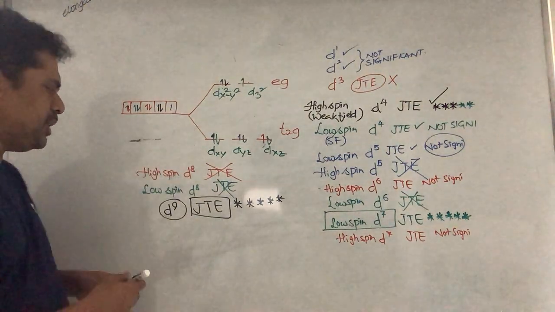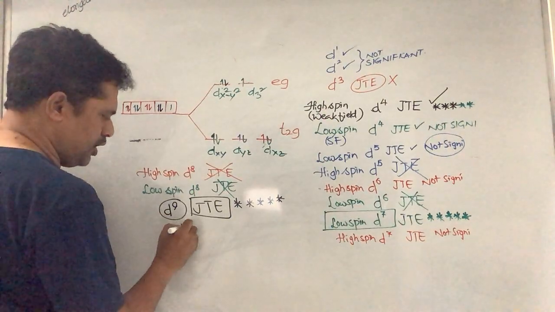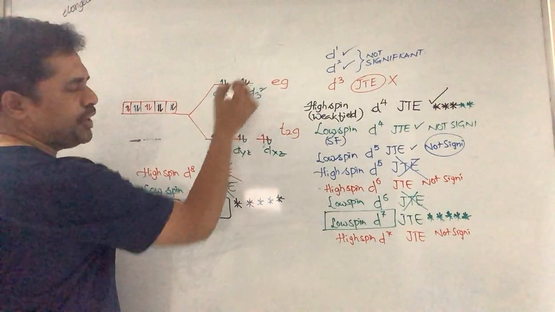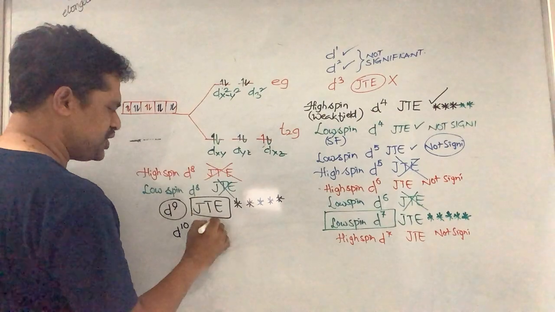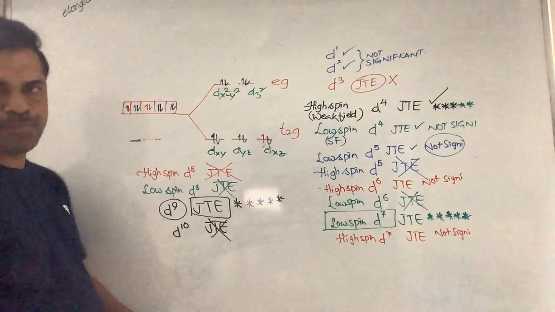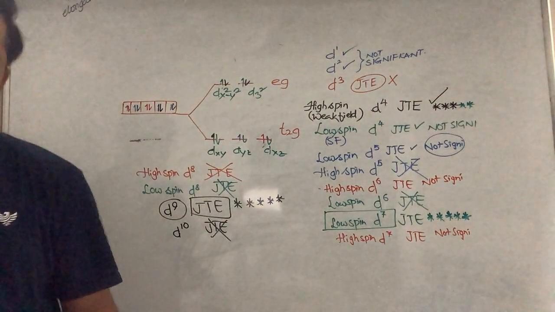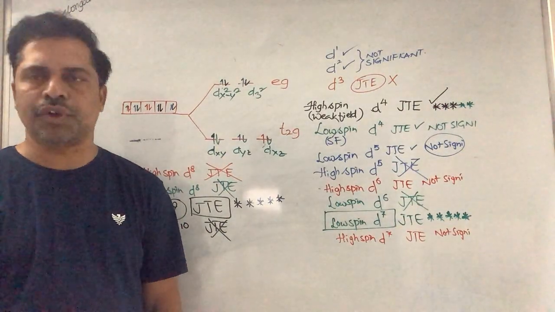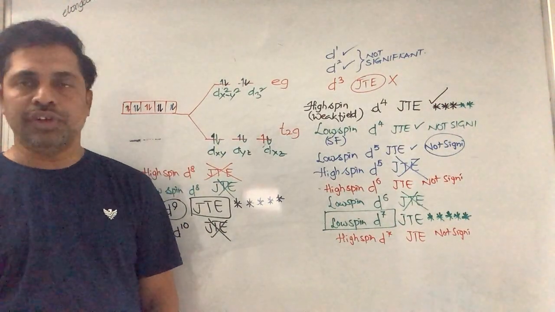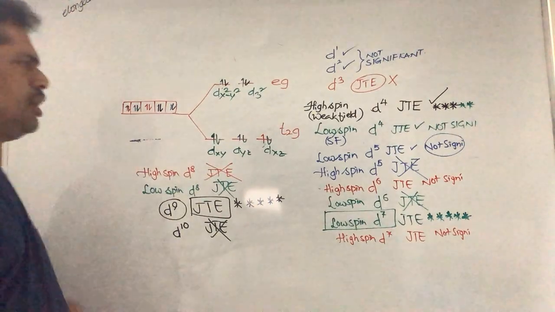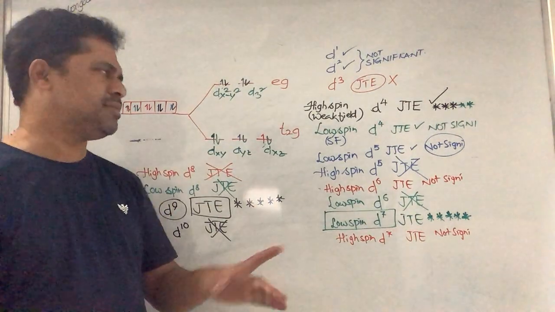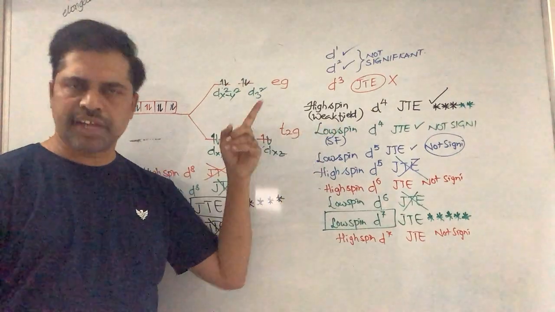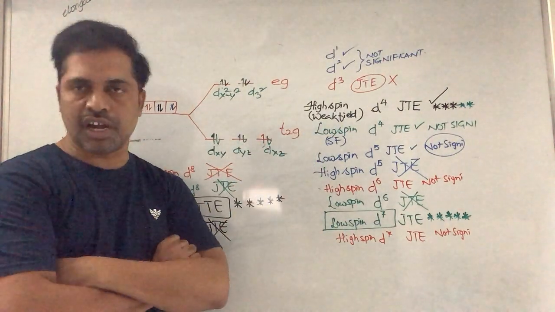d10 means 1 electron will come here and it is completely filled. So no question of the Jahn-Teller effect. So this is the maximum thing that you need to notice. These kinds of questions are going to come for you in your exams. Maximum to maximum, the question that can be asked is: which electronic configuration can show the Jahn-Teller effect? Which can't show it?